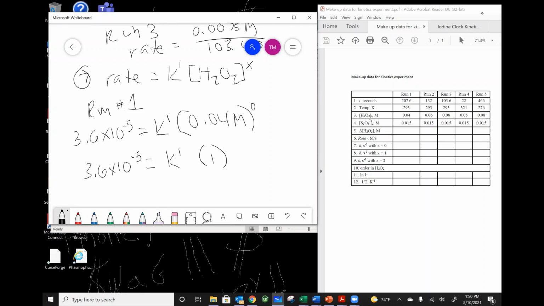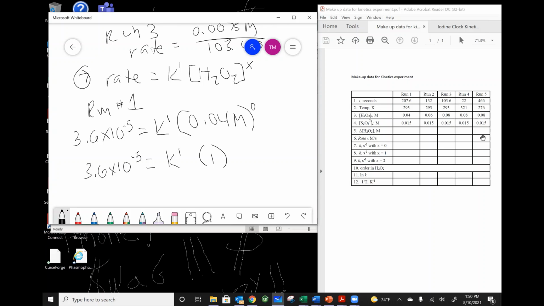So for row 7, because all of the concentrations that we're going to put in are going to be reduced to this value of 1, rows 6 and 7 are going to be equal. So K is going to equal the rate when the order of the reaction is 0. What that means is that when the order is 0, the reaction rate does not depend on the concentration. So that makes sense.